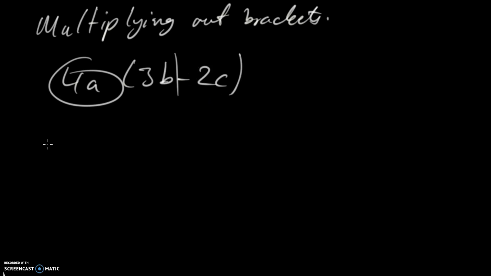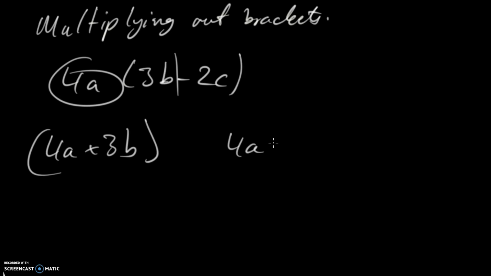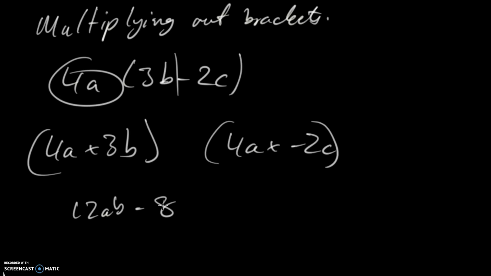So this would then be 4a times by 3b. So separate it. And then this would be 4a times by minus 2c to give us 12ab minus 8ac. That is what your answer should have been. It's not hard, not confusing. You just need to understand the principle. And yeah, that's it.